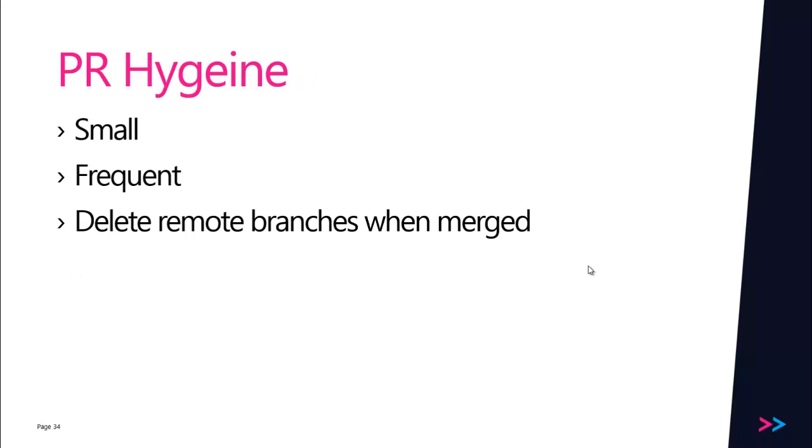Now, in terms of PR hygiene, I've already covered this, but keep your PR small. Putting frequent PRs in is really good as well. Small frequent PRs means there's a general flow that the team's going to get used to, and it results in a really nice amount of value going to the code base constantly. Deleting remote branches when they've been merged is also a good practice. It makes it a lot less cluttered in the remote repository and makes it easier to see which branches are currently in play.